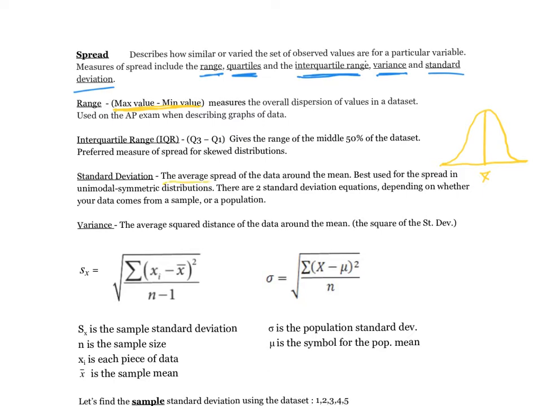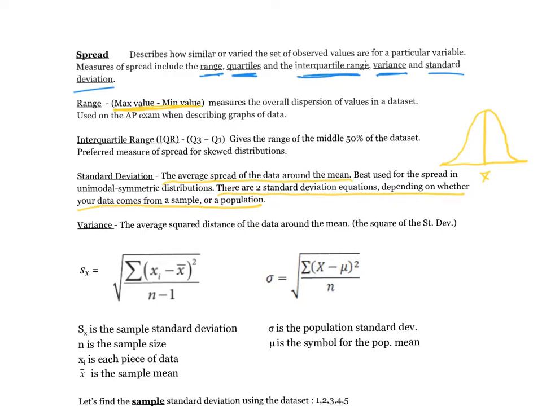Now, the definition says the average spread of the data. So basically, we're going to figure out how far each piece of data is from the mean. And then we're going to add all those up and find the average spread of that data. There are a couple of important details, but there are two standard deviation equations, depending on whether your data comes from a sample or a population. And those equations are below, and we'll talk about those in a second.